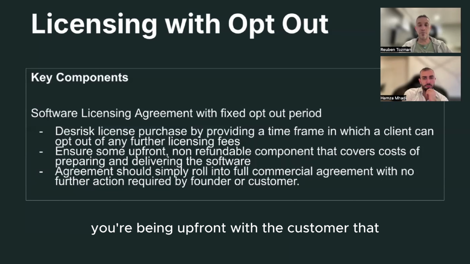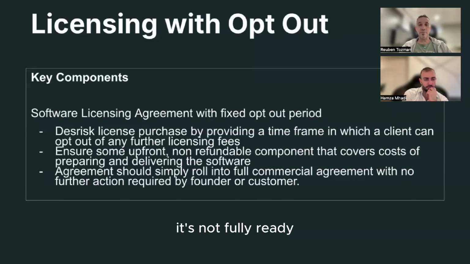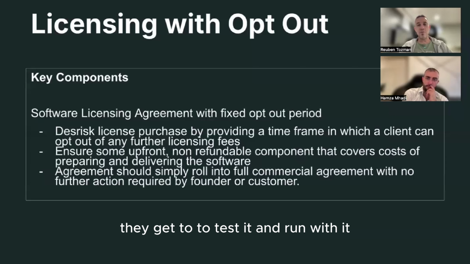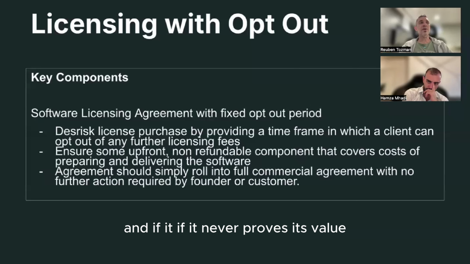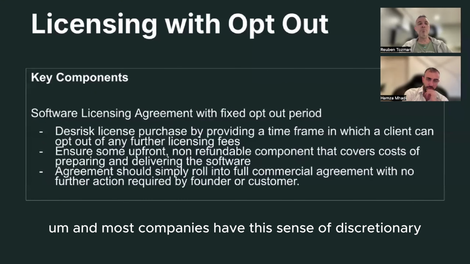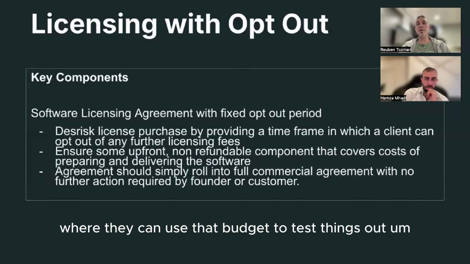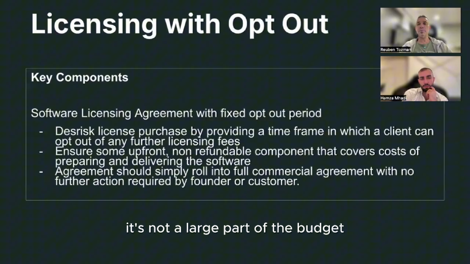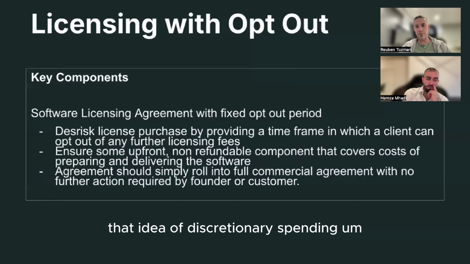Again, you're being upfront with the customer that it's not fully ready, but that when it is ready, they get to test it and run with it and get what they need out of it. And if it never proves its value, they can walk away from it. Most companies have a sense of discretionary spending where they can use that budget to test things out. It's not a large part of the budget, but most companies have that in the different departments.